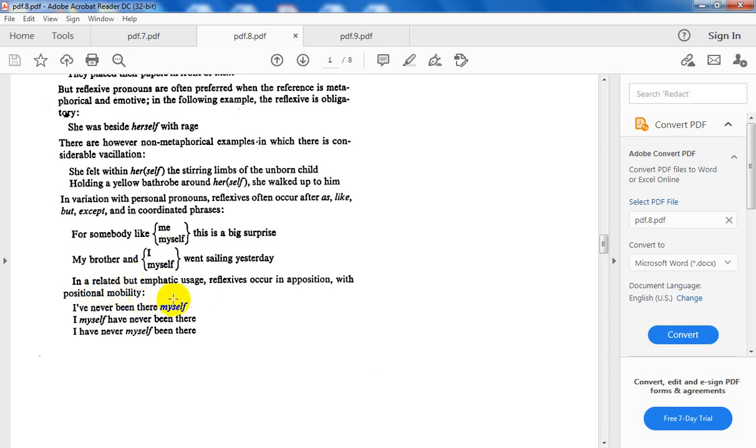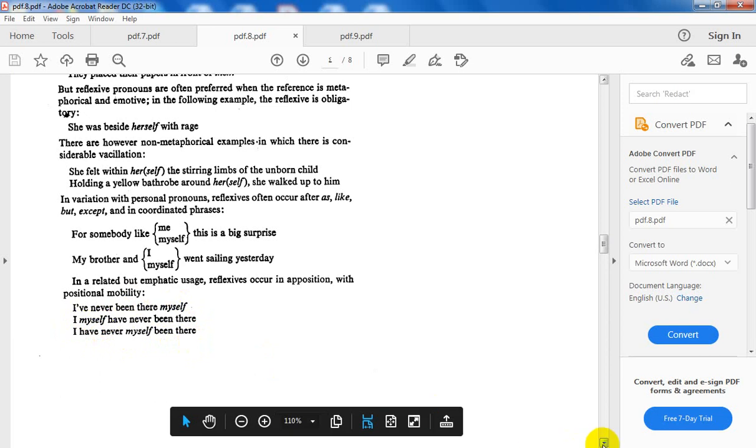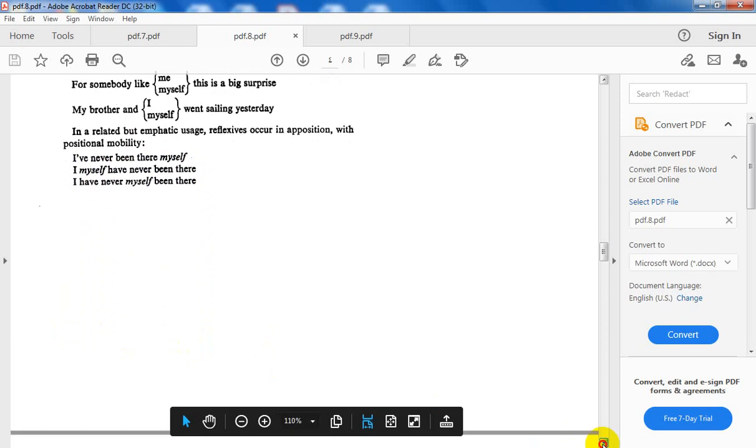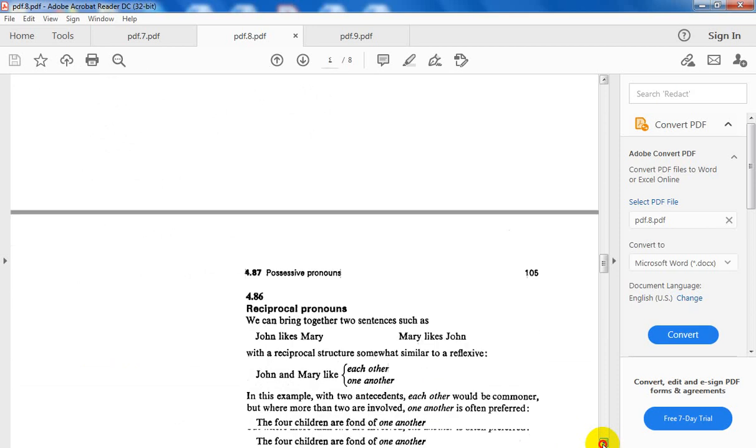In a related but emphatic usage, reflexives occur in a position with positional mobility. I mean, they can change their positions in one sentence, depending on the meaning that I want to emphasize, to make focus. Say what? I've never been there myself. I myself have never been there. I have never myself been there. Of course, each sentence has its own different meaning, depending on the position of the reflexive pronoun.